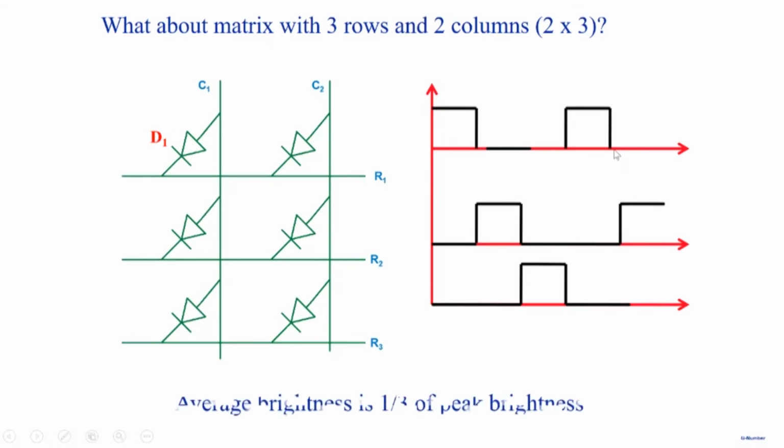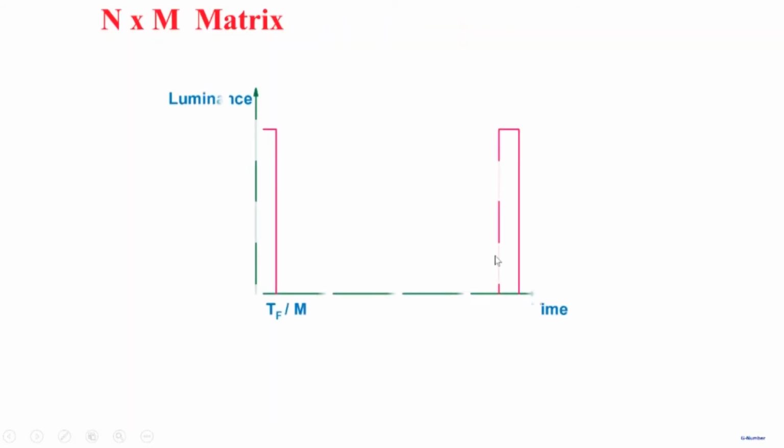So what will be the average brightness here? Well, if this is the peak brightness, whatever it is, the average brightness will be 1/3. So this causes a problem, as you can see here. If I start getting a large number of rows, now we said for high resolution displays, for your full HD display, you have 1080 rows. So when you have a large number of rows, what is the problem that we get?